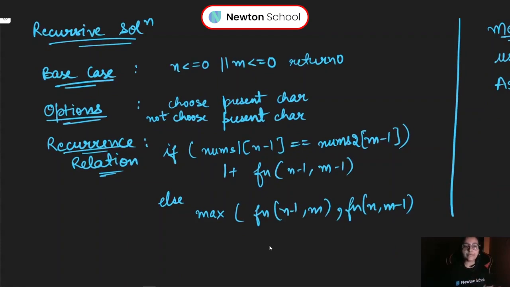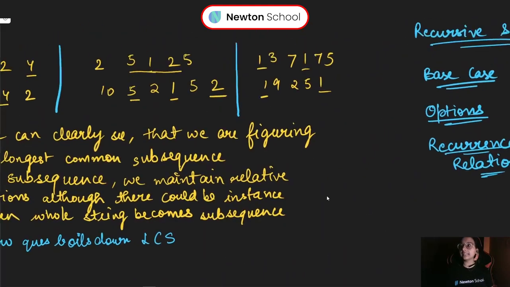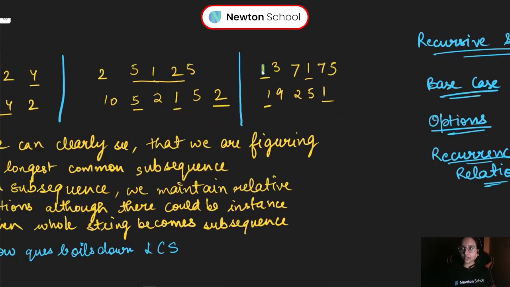So first comes the part about the recursive solution. For the recursive solution, there are three things which we need to consider: one is the base case, another is the options, and the third is the recurrence relation. But in all these three, first we are required to figure out the options which are given to us. So what options do we have? You can clearly see either we can choose this particular one, or we can't choose this particular one.